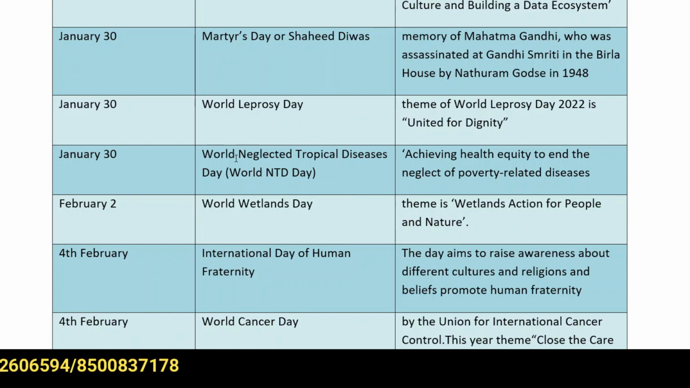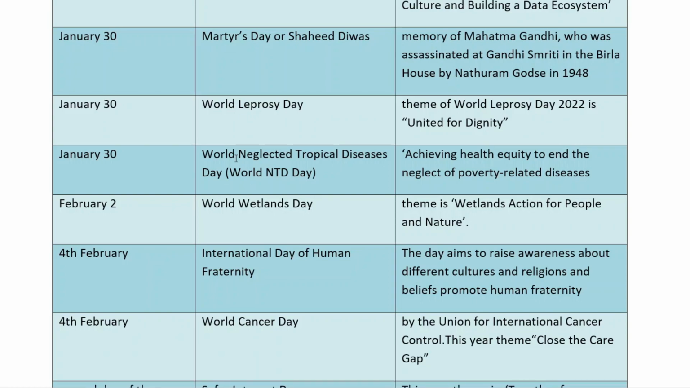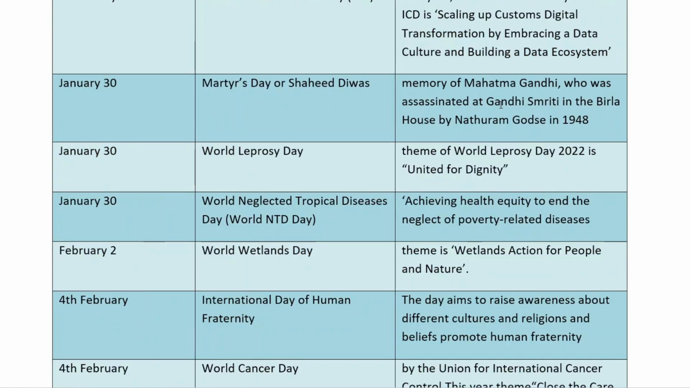So let us see the first one, Shahid Divas. It is in the memory of Mahatma Gandhi, the father of nation, who was assassinated at Gandhi Smriti in the Birla House by Nathuram Godse in the year 1948. And in the comment section, write who gave the title Father of Nation for Mahatma Gandhi, and also who gave the title Bapuji for Mahatma Gandhi. Write these answers for these 2 questions.